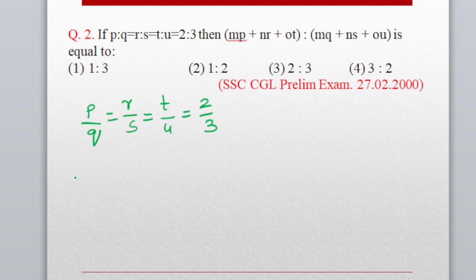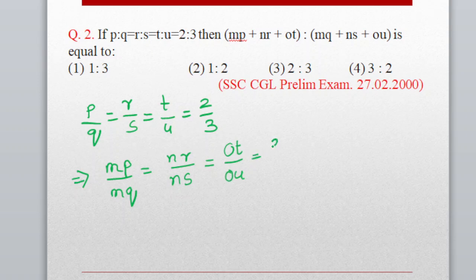Now here, so this implies MP by MQ is equal to NR by NS is equal to OT by OU is equal to 2 by 3.